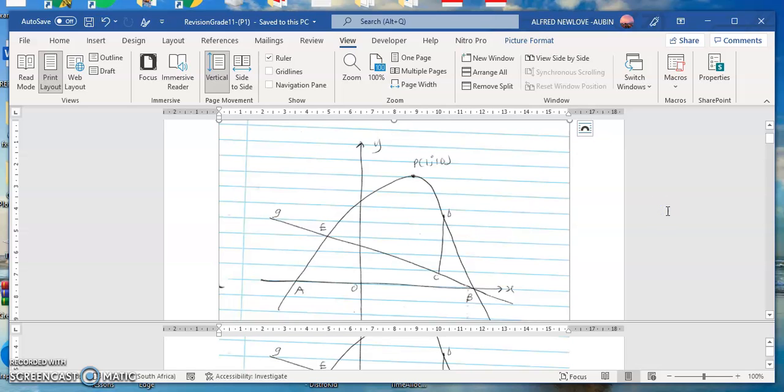We are preparing for our final exams, paper 1. I prepared something on functions, so you should revise this also.